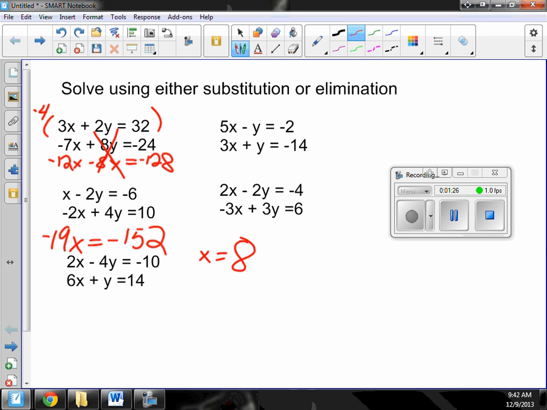So these two lines intersect at a single point, and the x value of that intersection is 8. How do I find the y value? Plug it back in. Does it matter where? No. Either equation will work. The top one looks easier to me. So 3 times 8 is 24, plus 2y equals 32. And all I have to do is solve for y.